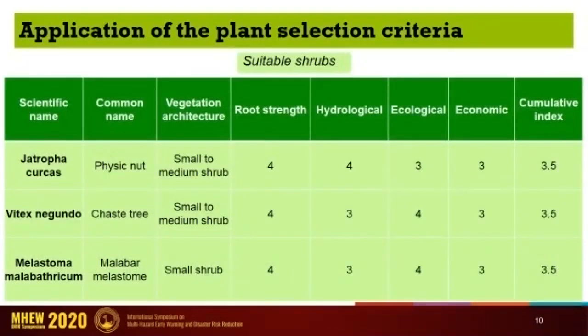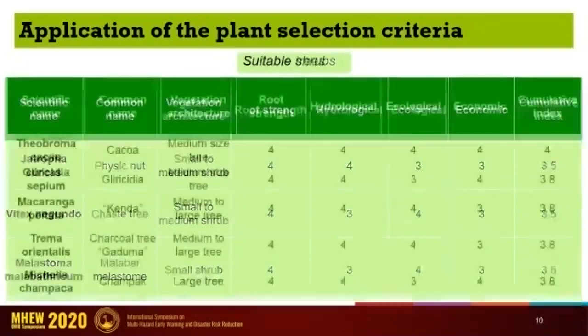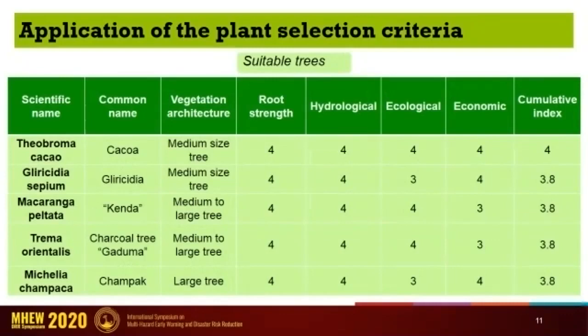Moving on to shrubs, Jatropha curcas and Vitex negundo are the best performers among the shrubs. In the category of trees, Theobroma cacao, Gliricidia sepium, and Macaranga peltata were the best candidate trees to be used in nature-based landslide risk management practices.